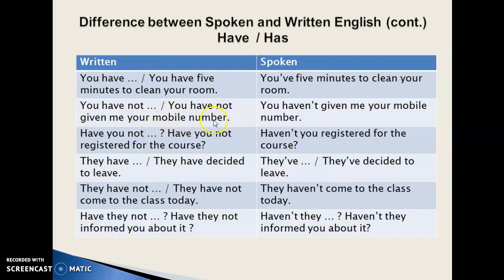It's a very casual way of saying. Instead of saying, may I have your mobile number? That's formal. We are doing the informal series. So we are saying, you have not given me your mobile number. You haven't. You haven't given me your mobile number.